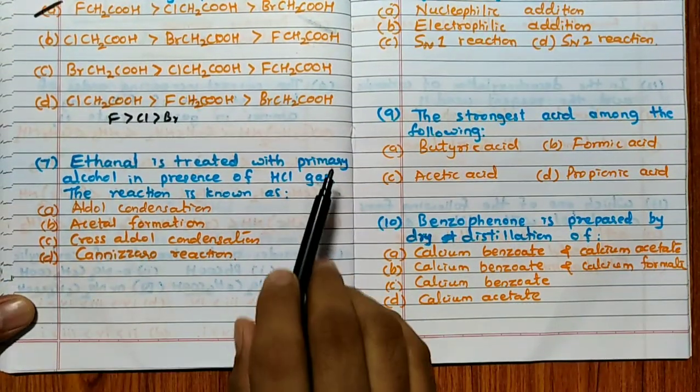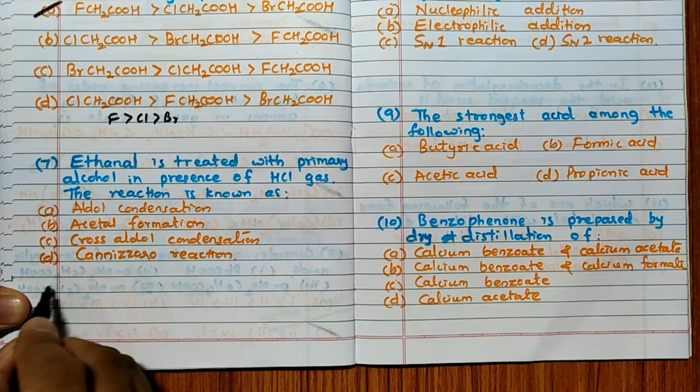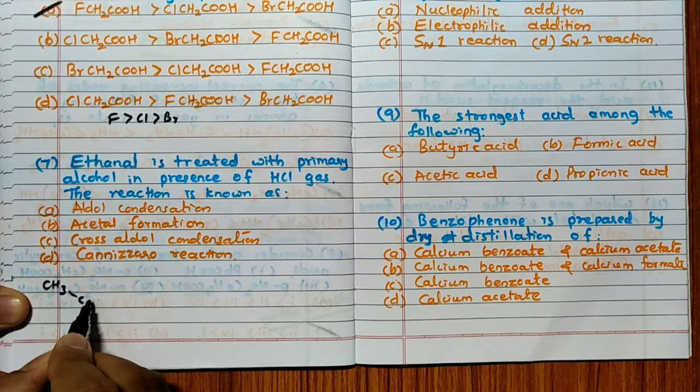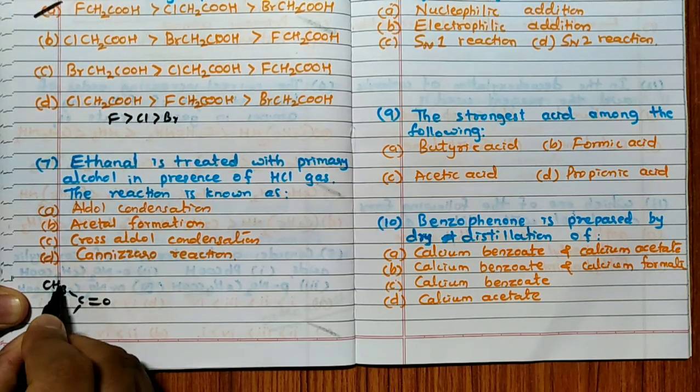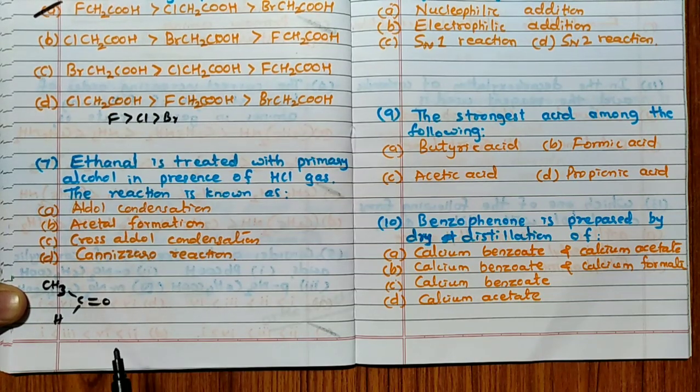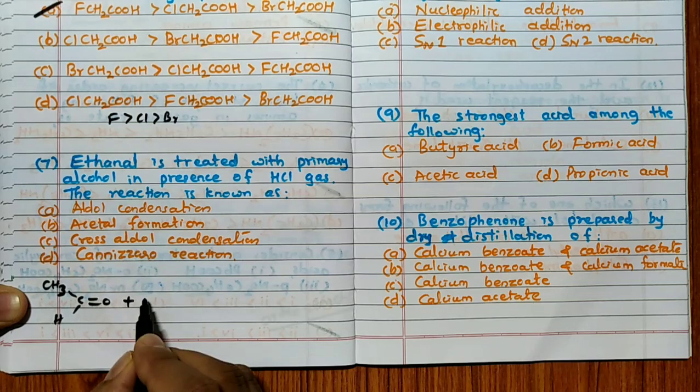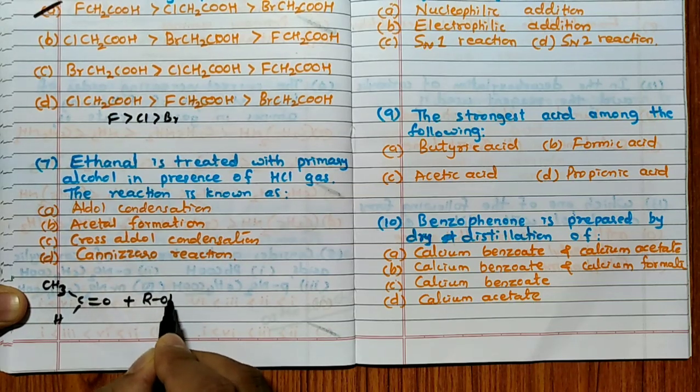Now, ethanal is treated with a primary alcohol. Ethanal is CH3, C double bond O, H, I will write it like this. Ethanal is nothing but acetaldehyde, treated with a primary alcohol. The primary alcohol is nothing but, I will write it here, ROH.